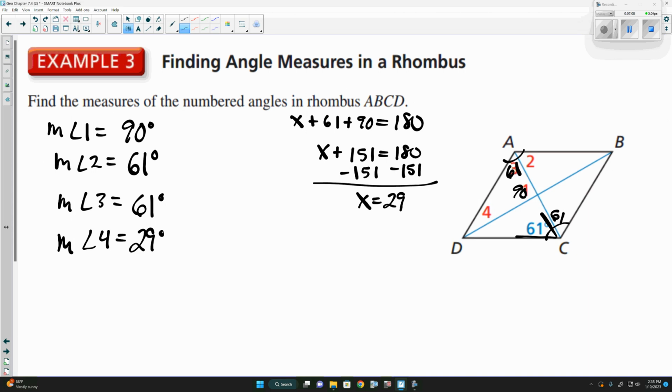Any questions on these here? How do you get rid of this? 90 plus 61? Oh, mhm. Never mind. You're good?